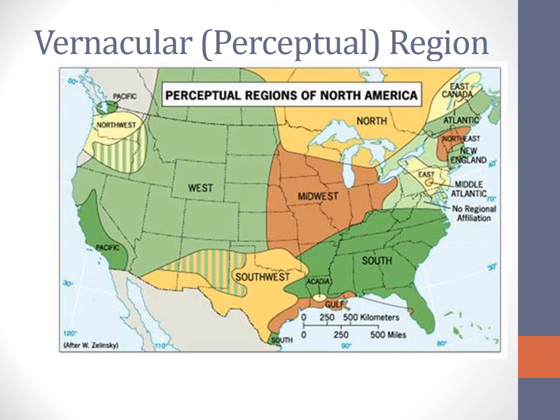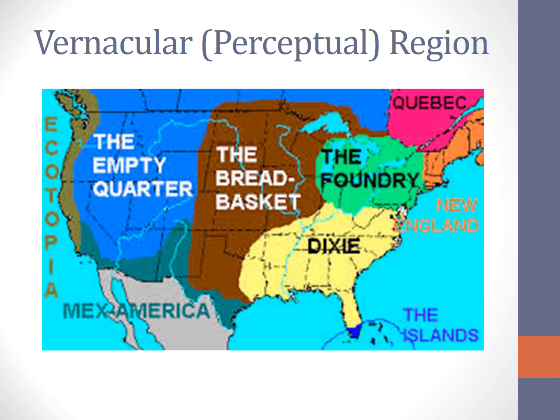This map shows perceptual regions of North America. People have different ideas about what areas are included in the South. Here's another map of a perceptual region for North America, which contains the empty quarter, an area where we noted from our dot distribution map that few people actually live.